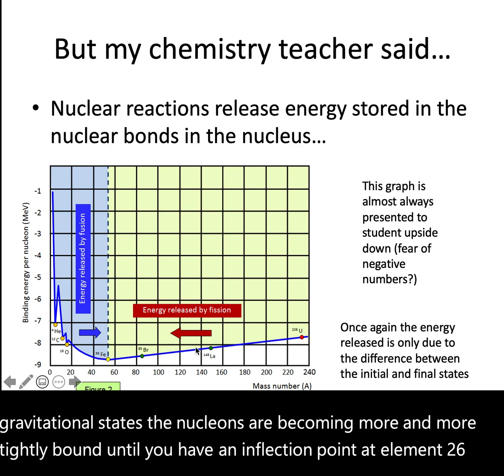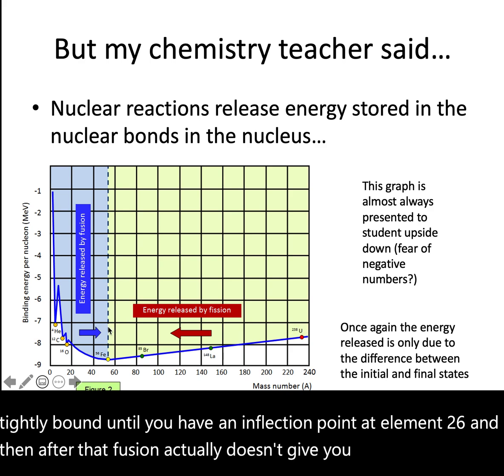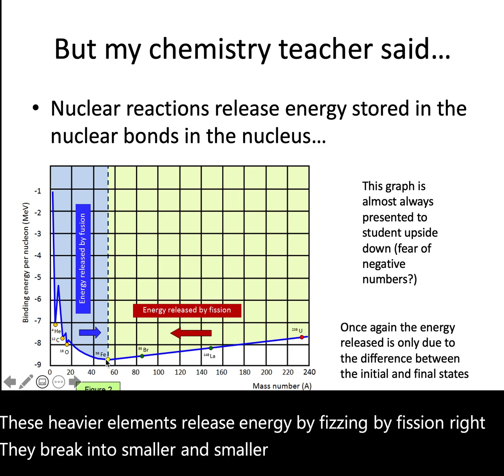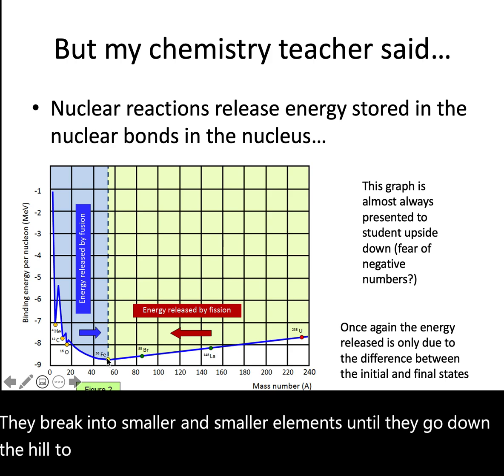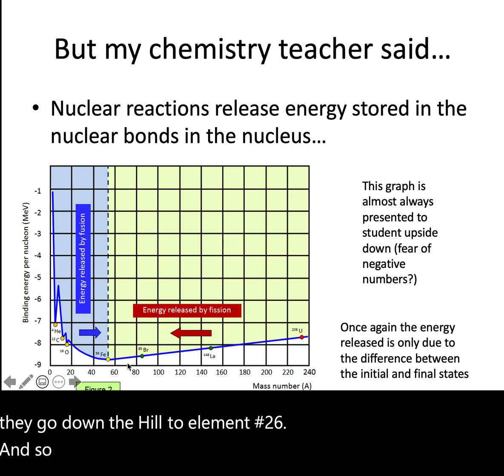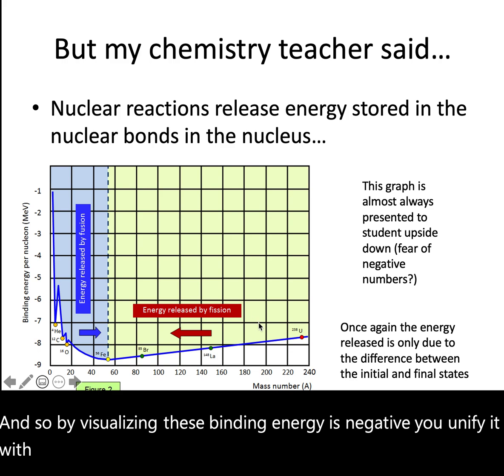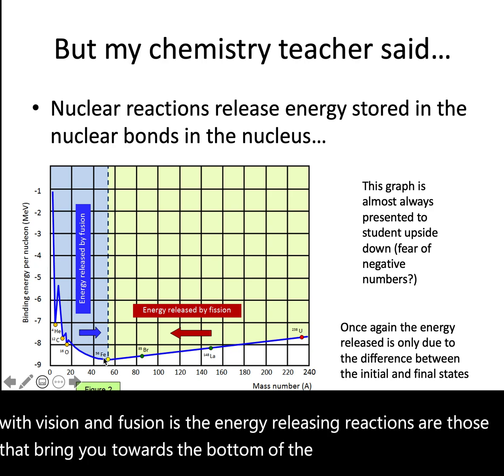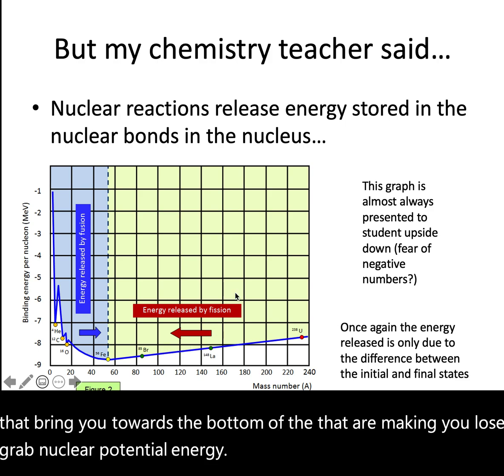And then after that, fusion actually doesn't give you any more energy, right? These heavier elements release energy by fission, right? They break into smaller and smaller elements until they go down the hill to element number 26. And so by visualizing the binding energy as negative, you unify it with the gravitational one, right? And you see that what's happening with fission and fusion is the energy releasing reactions are those that bring you towards the bottom of the well, that are making you lose nuclear potential energy and therefore gain kinetic energy.